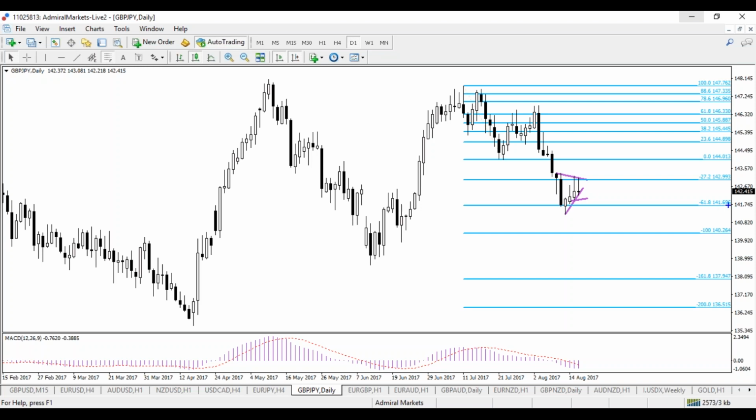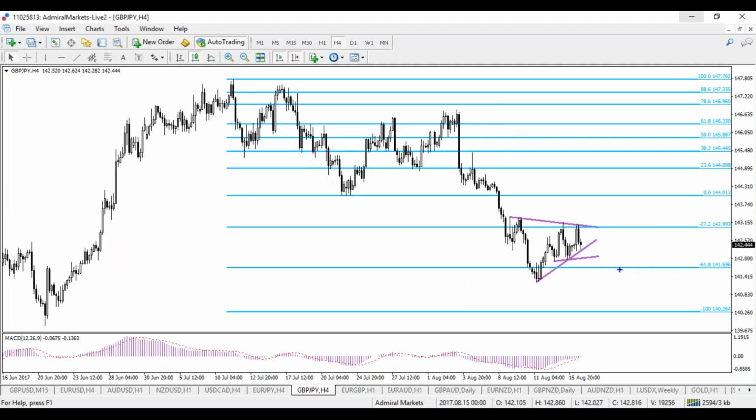And there's another reason why we might get a bullish reaction at this minus 61.8 target. But if it doesn't, the minus 100 target is the next one at 140.25. So with the pound yen, because it looks quite uncertain at this point, I would probably let price decide the breakout direction and try to follow suit if possible. Try to follow that breakout direction.